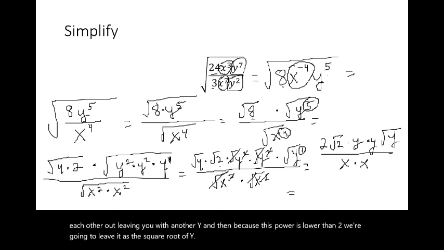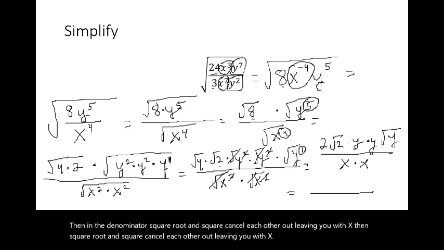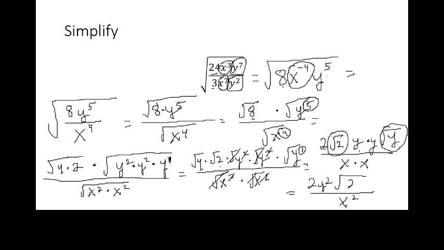Then I'm going to finish simplifying by multiplying everything that is not in a square root together. So x times x is x squared. And then 2 times y is going to be 2y squared. And then I'm going to multiply any square roots together. So square root of 2 times the square root of y can be combined into the square root of 2y. And then this is your final answer.